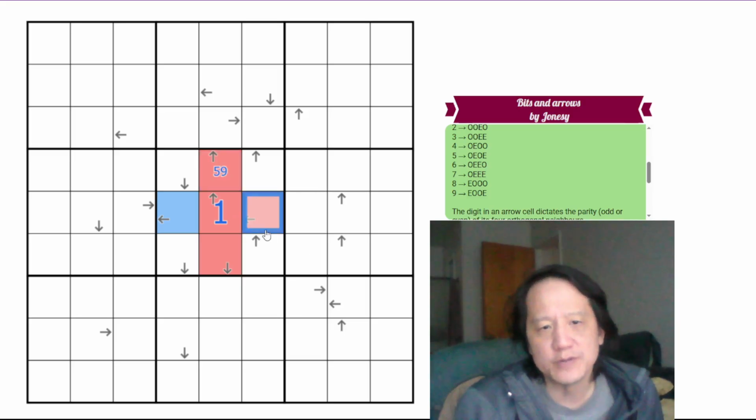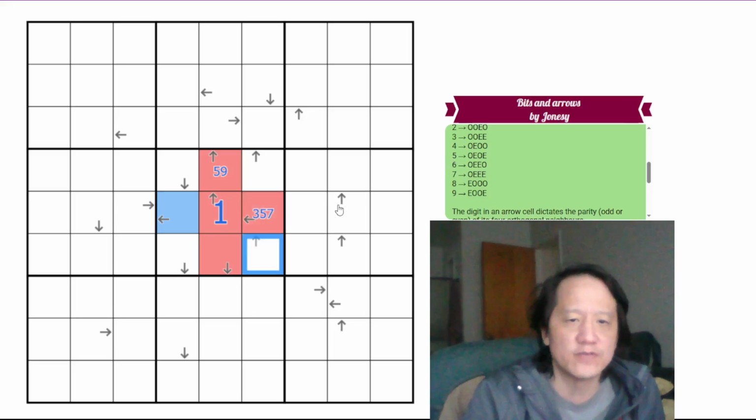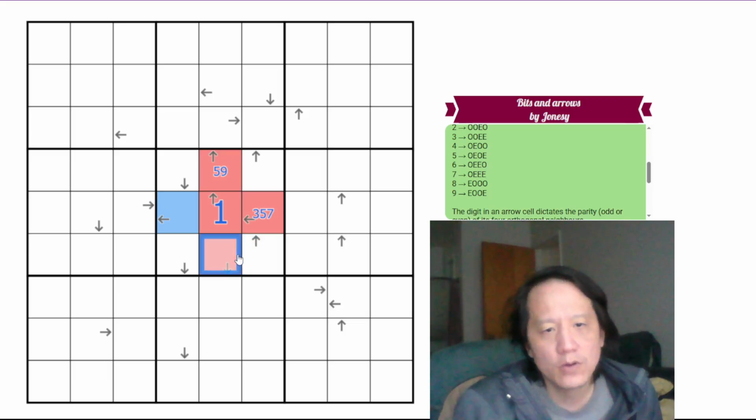What about this digit? First digit odd could be 3 or 5 or 7. So 3, 5, 7 all work there. This one, I think it has to be 5 and 9, right?